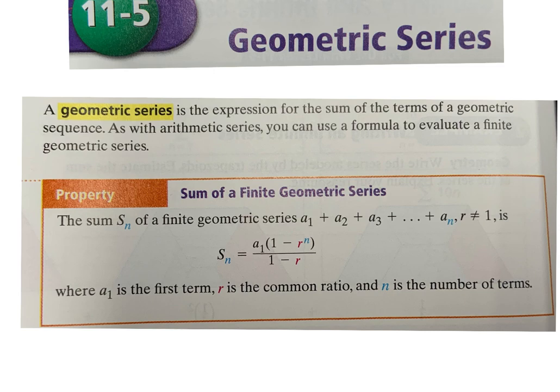I suggest you just memorize the formulas personally. To point out, a sub 1 is the first term. R is your common ratio. That's what you're multiplying by to get from one to the next. N is the number of terms that you are adding up. And then r down here again is your common ratio. So you literally just plug it in. Let's look at how we use it.